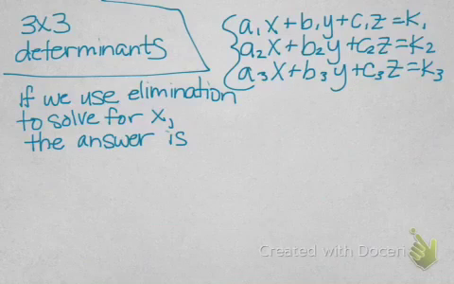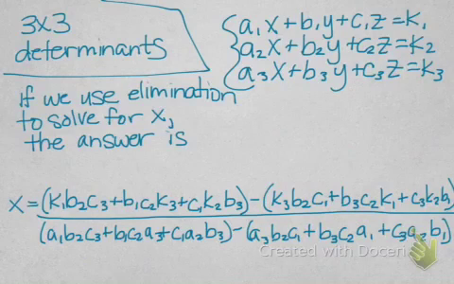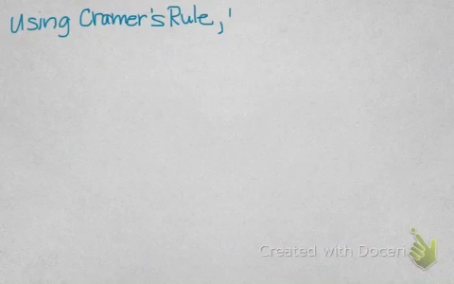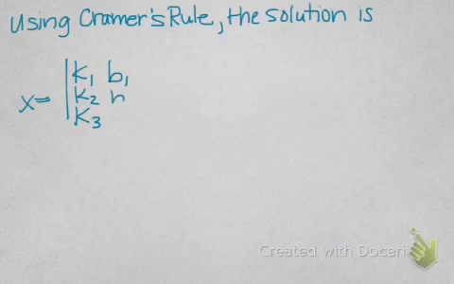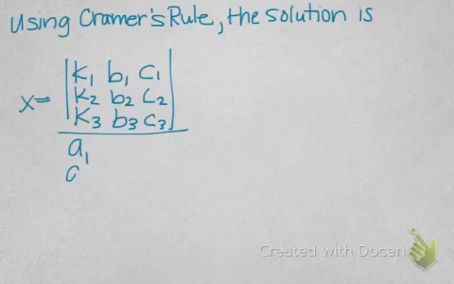If I was going to solve for this using elimination, it would be pretty tricky, but it would look something like this. If we use elimination to solve just for x, the answer is going to look like this, which is pretty messy. There is a pattern there, but it's kind of hard to see what the pattern is. It's actually easier if we use Cramer's rule, because we can kind of line it up this way.